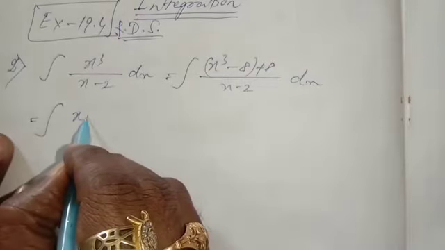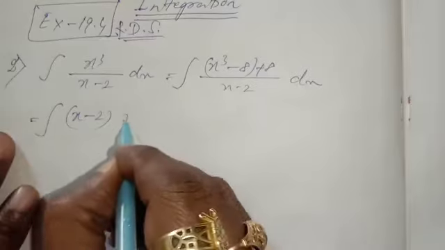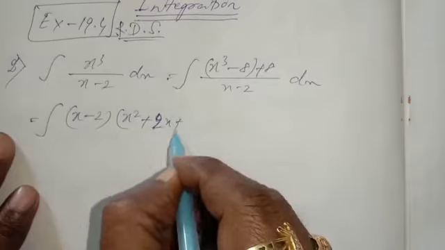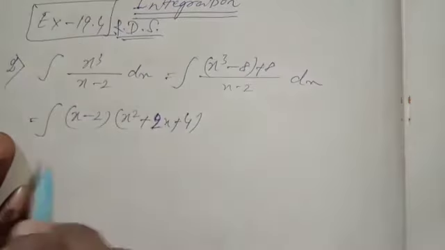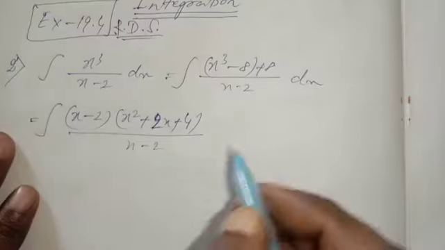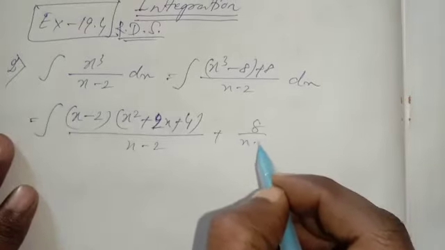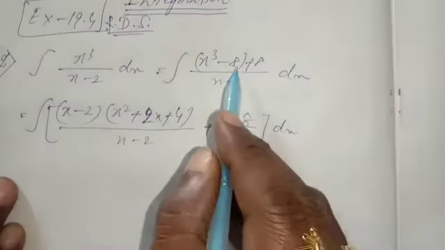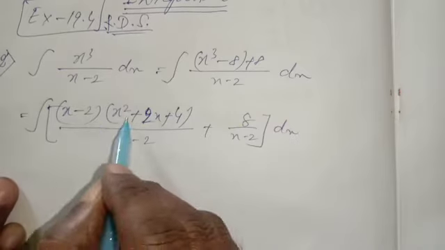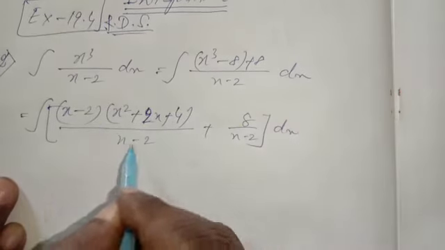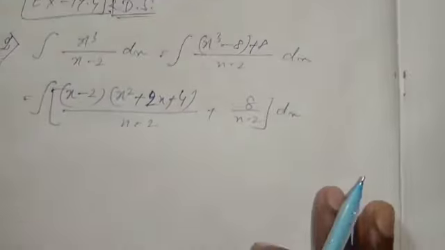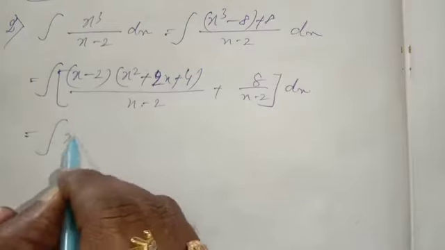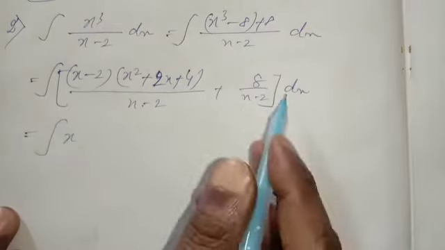That means the a cube minus b cube formula is what? (a minus b) into (a square plus ab plus b square), that is (x minus 2)(x square plus 2x plus 4), divided by x minus 2, separating the fraction, plus 8 by x minus 2. Now see, this x minus 2 cancels out.